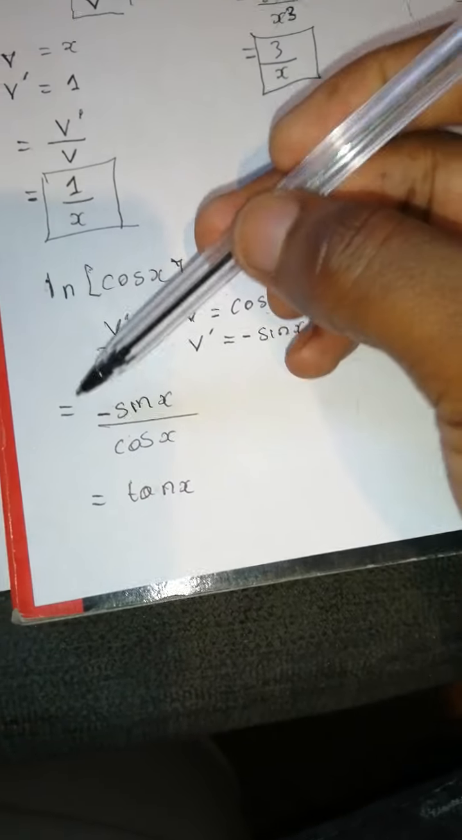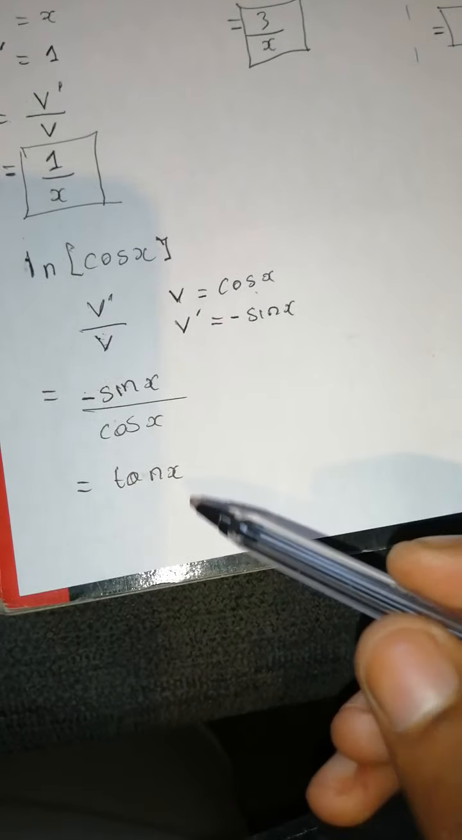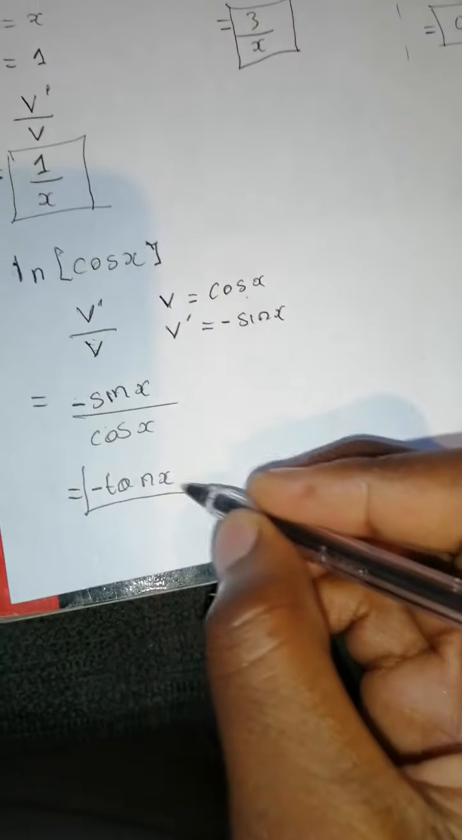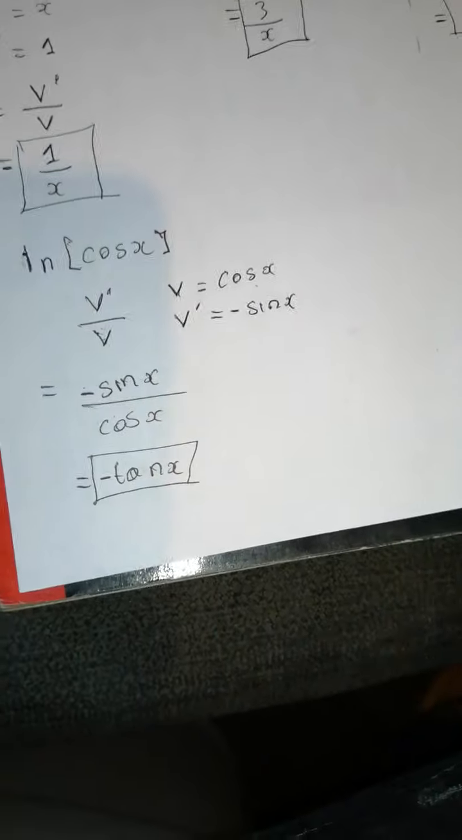Notice that here we have a negative sign. So instead of being a positive tan x, it is going to be negative tan x. So that's our answer.